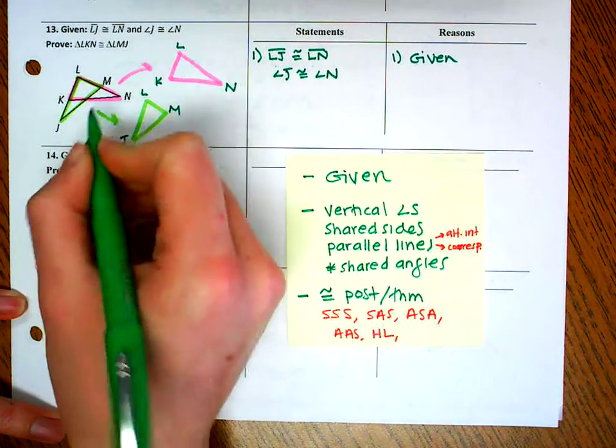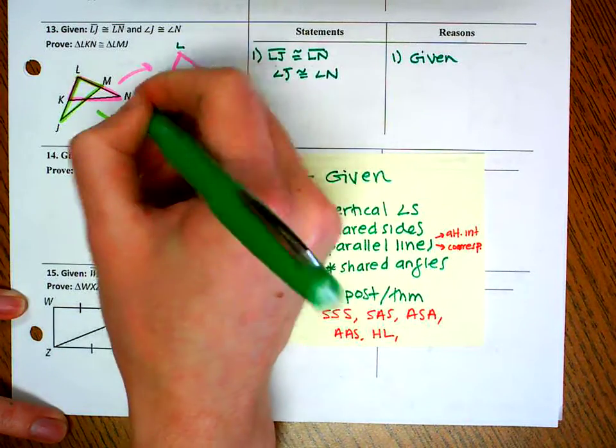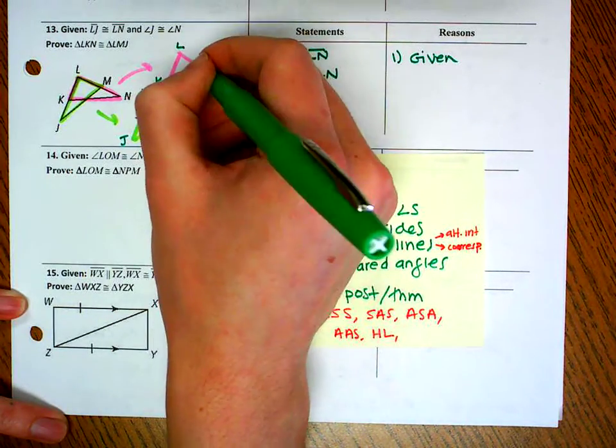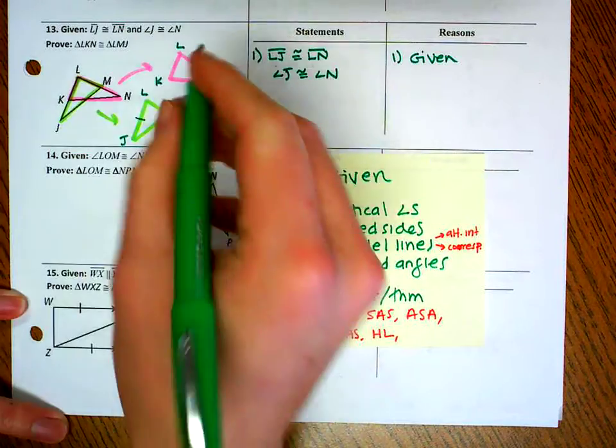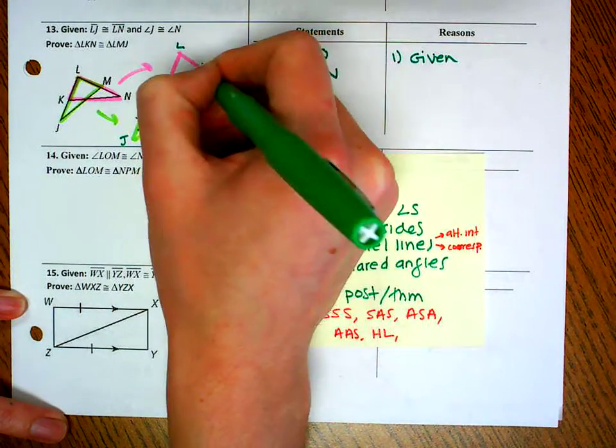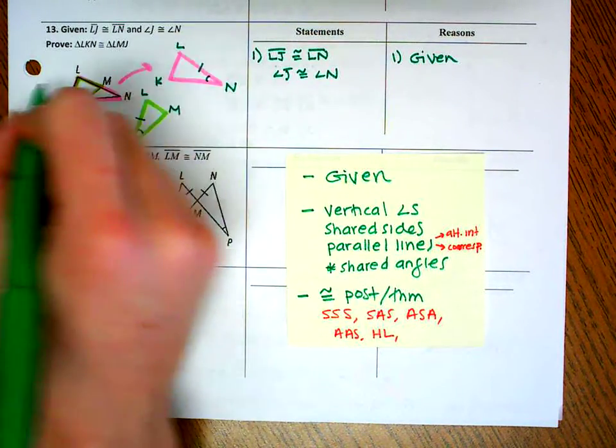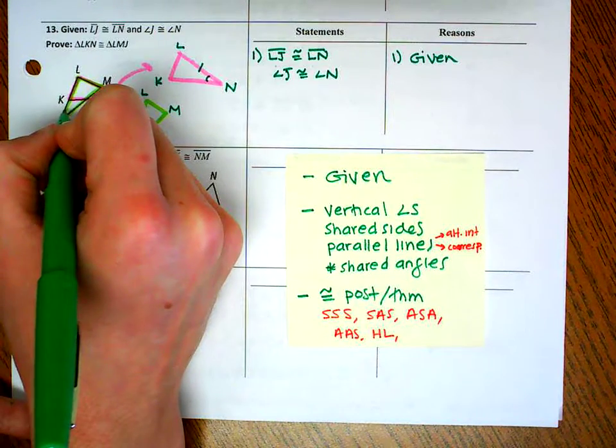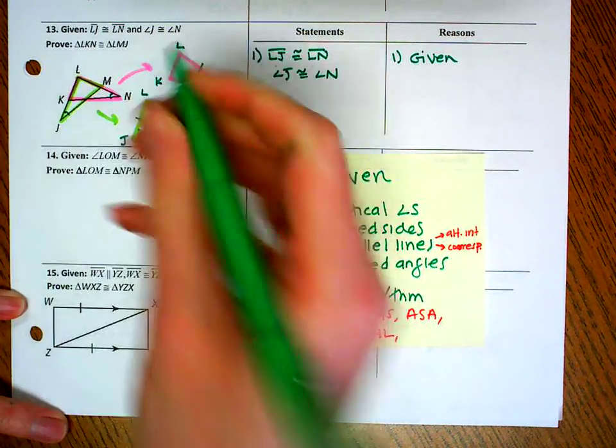Let's mark it in our picture. So LJ is the same as LN. Angle J is congruent to angle N. If you wanted to put it in here too, this whole thing was congruent to this whole thing. Angle J was congruent to angle N.